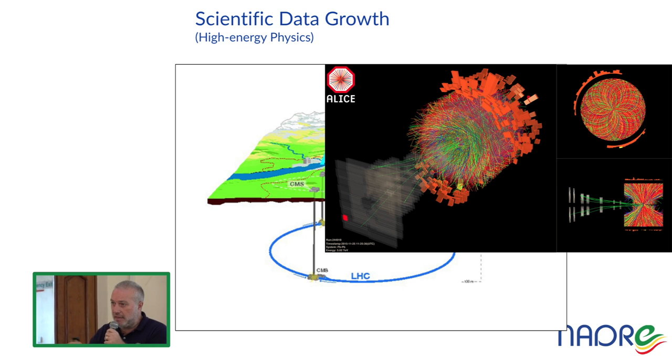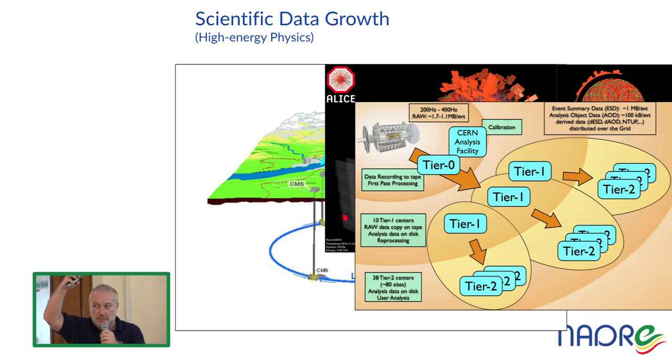And they get huge amounts of data coming from the collision of particles in the accelerator. The data are distributed on a tiered hierarchy across the world. Tier 0 is CERN. There is one tier 1 per country, and there are about 12 or 15 tier 1s in the world. And then each country has a number of tier 2s. So big data centers where the data are analyzed and refined to produce the conclusions and then the results that are put in the papers.